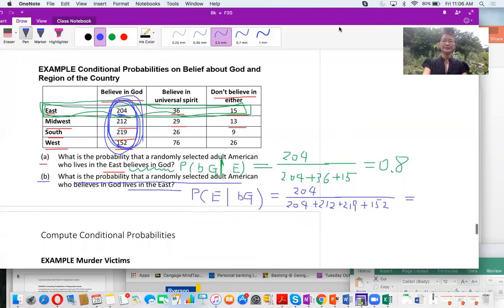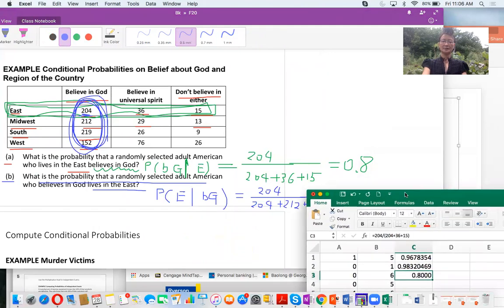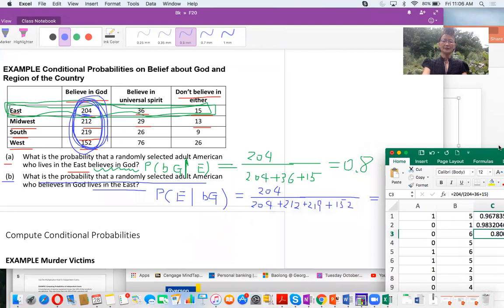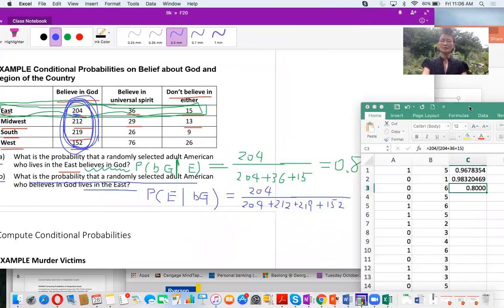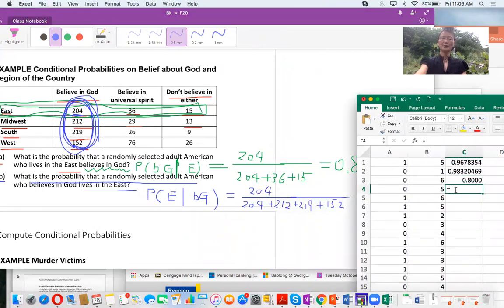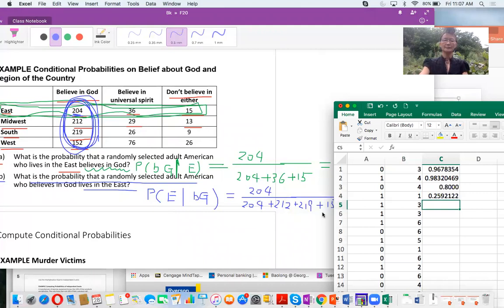I'm going to use my Excel. Let me adjust the window so that you can see both windows. Equal 204 divided by 204 plus 212 plus 219 plus 152. So this one here. And the result is 0.2592.